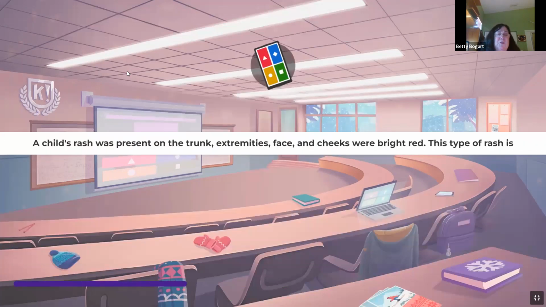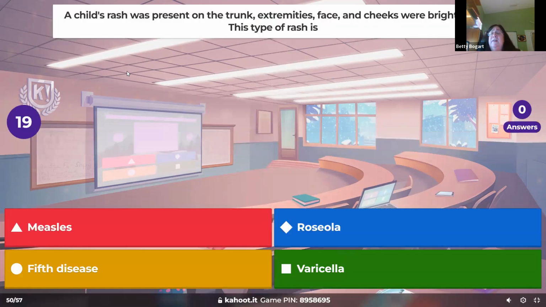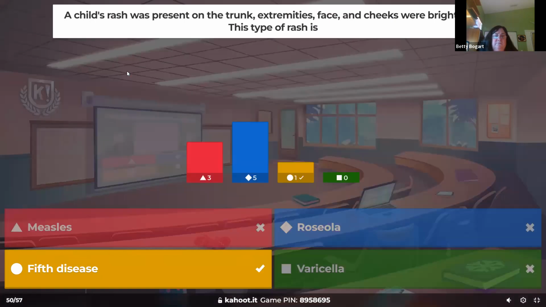A child's rash was present on the trunk, extremities, face, and cheeks were bright red. This type of rash is called what? The cheeks, they call them slapped cheeks. And we call that fifth disease. Okay, it's a viral infection, it is contagious, it's those big red cheeks and fever, and that slap face, fifth disease.